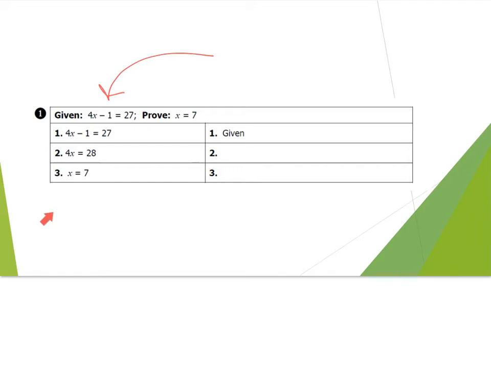Now, take a look as we move to step 2. Step 2 looks different than step 1. So we want to think about what happened as we move from step 1 to step 2. Well, I see a 1 is missing. This negative 1 is missing. So what happened is they added 1 to both sides. Therefore, this side went up from 27 to 28. And so the name of that property is, you got it, the addition property of equality.